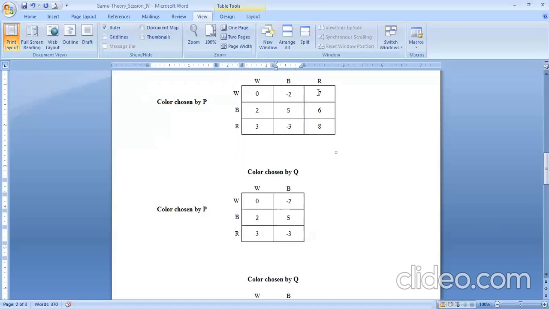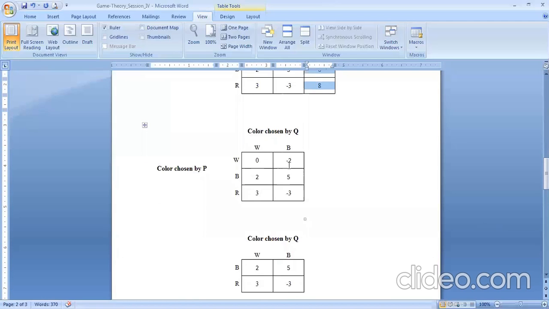Here is how the dominancy is defined: the rth column is superior to the wth column. In case of column elimination, the superior column is to be eliminated. That is why we have eliminated the rth column. Then the reduced matrix is this.